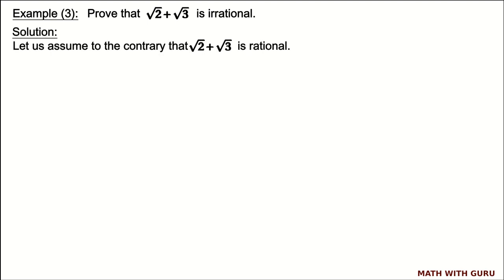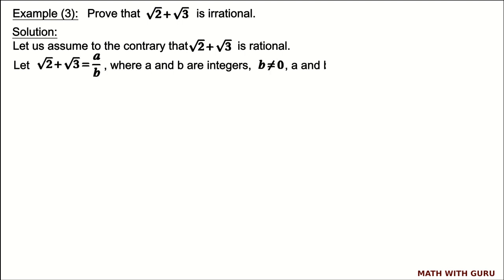Again, let us assume to the contrary that root 2 plus root 3 is rational. Let root 2 plus root 3 equals a over b, where a and b are integers, b not equal to 0, a and b are co-primes. From now on, I will slightly deviate from the usual method.